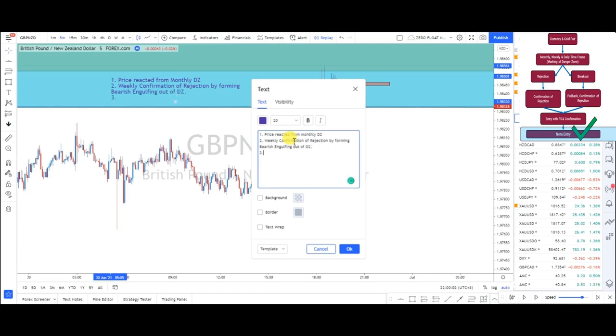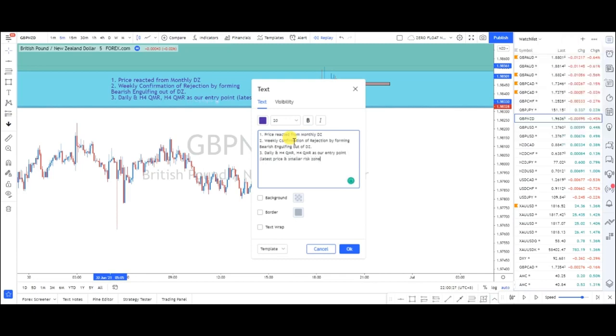Third, the daily and H4 QMR, but we will choose the H4 QMR as our entry point. Why? Because it has the latest price and a smaller risk zone, which is equal to 31 pips instead of 70 pips. All right. So I have a strong reason here. The confidence that I have is very strong. Gonna put this down here.